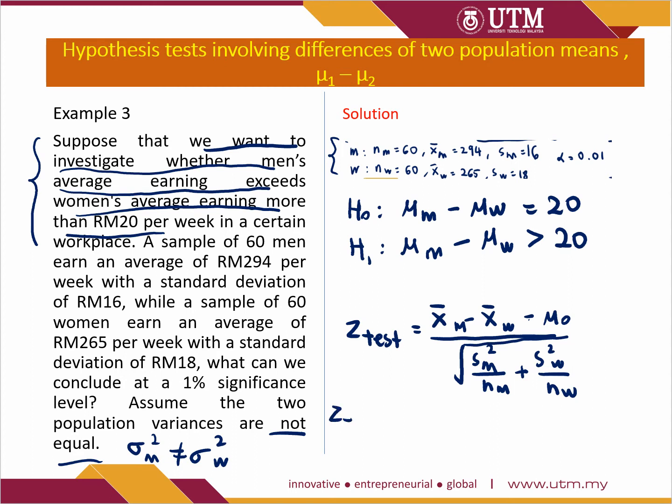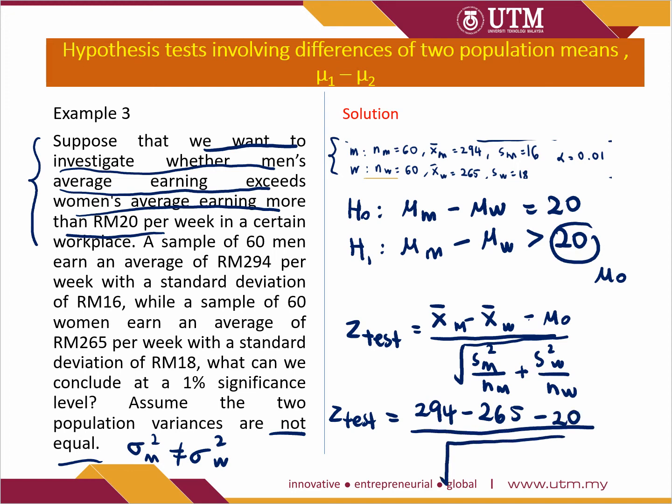So our z-test would be equal to x bar 294 minus 265 minus mu naught. Mu naught is obtained from this value. Mu naught is 20, over the square root of 16 squared over n, which is 60, plus 18 squared over 60.